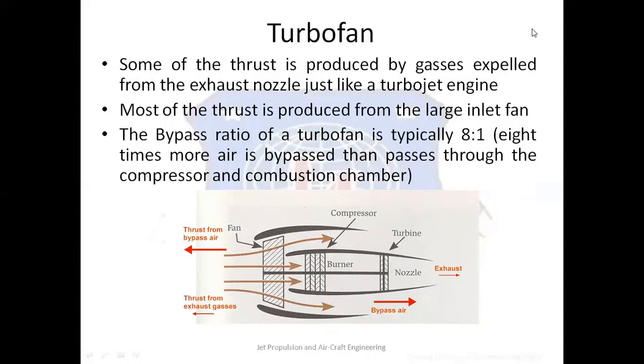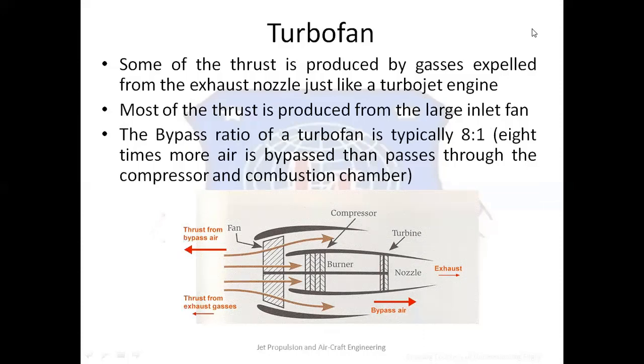It has the fan which is attached into the front side or frontal area of the engine, which works pretty much similar as a turboprop engine. But here the thrust that we are getting because of the bypass air is quite higher as compared to the turboprop engine. So let's understand how does that work.